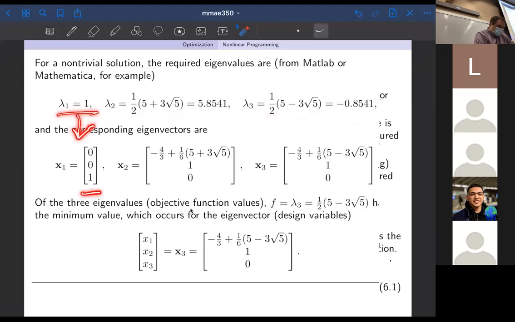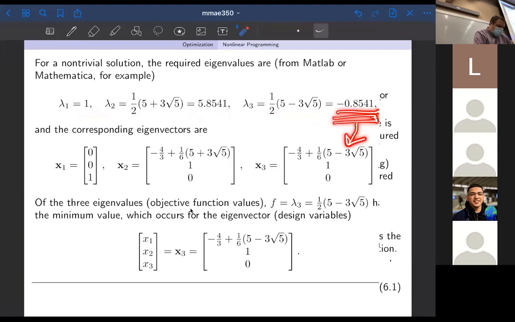And then corresponding to each of these is the eigenvector 0, 0, 1 for lambda equal to 1. This is the corresponding eigenvector for this eigenvalue, and this is the corresponding eigenvector for this eigenvalue. So the question is, well, which one do I care about? If I'm looking for a minimum, I have 1, 5.8, and minus 0.8541. Well, what's the smallest one? It's this one. So lambda 3 gives me the smallest value of f. That's the optimal solution that I'm looking for.